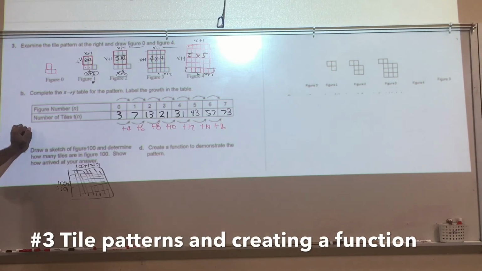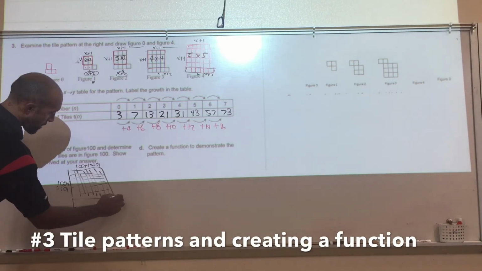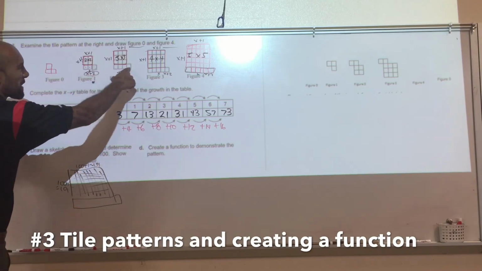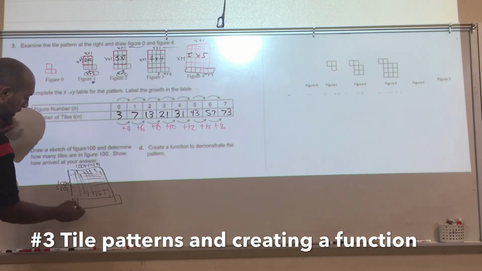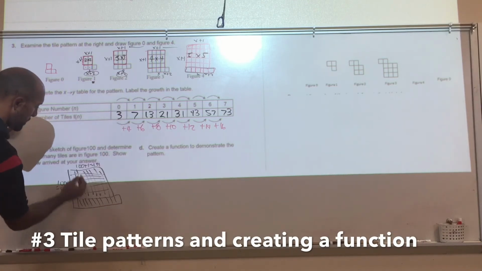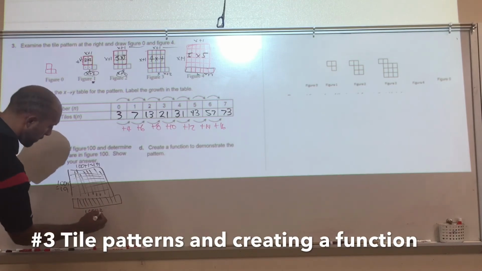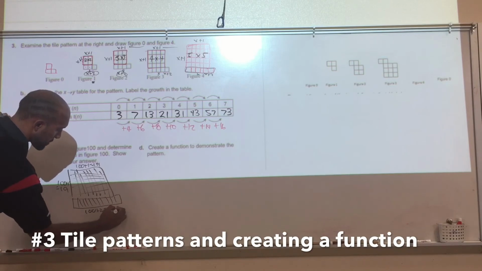Okay, so bear with me. Remember, you notice there's 1 hanging off each time, and then we got a bunch of squares down here like this. The length of that, how many tiles there are, you add 2 to the figure number. So if the figure number is 100, it's 100 plus 2, right? So this actually is 102.